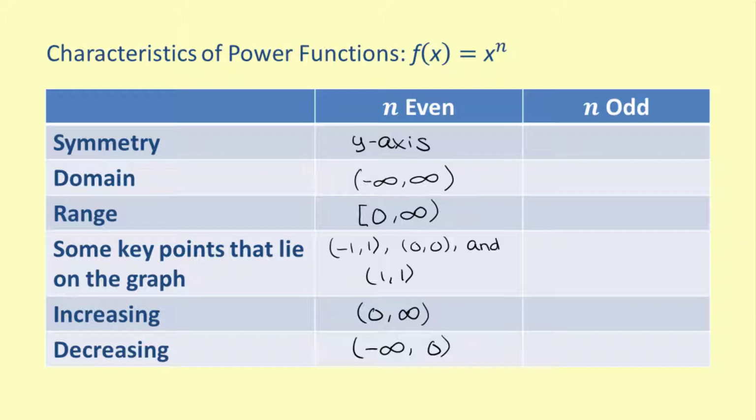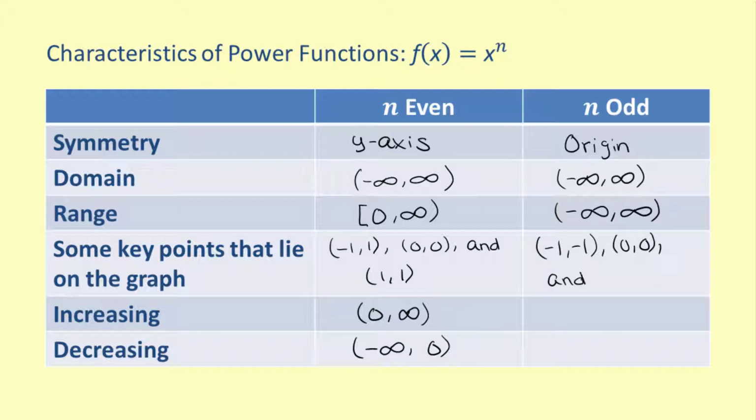Now let's consider when n is odd. In this case, the graph is symmetric about the origin, and the domain and range are both all real numbers. So we'll write negative infinity to infinity for both the domain and range. Some key points that lie on the graph are (-1, -1), (0, 0), and (1, 1). These points will always be on the graph because when we raise negative 1 to any odd power, we get negative 1. Similarly, when we raise 1 to any odd power, we will always get 1. As we said before, 0 raised to any power is 0.